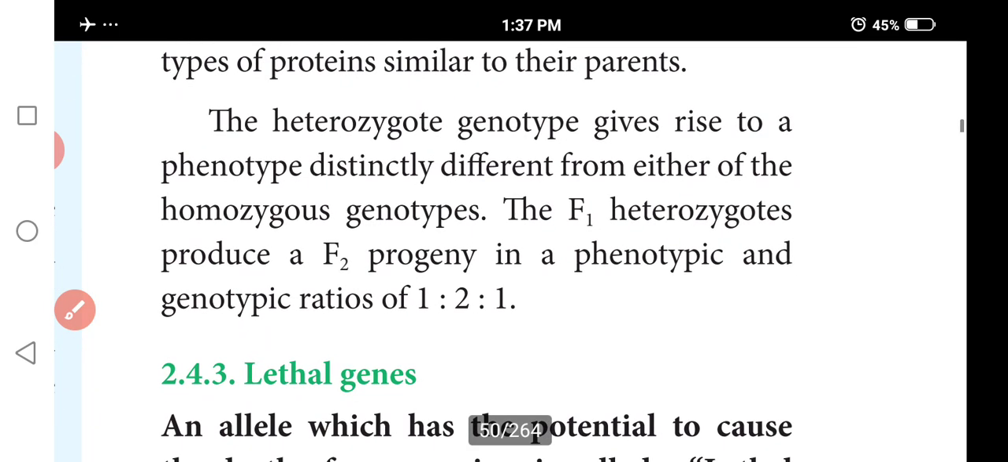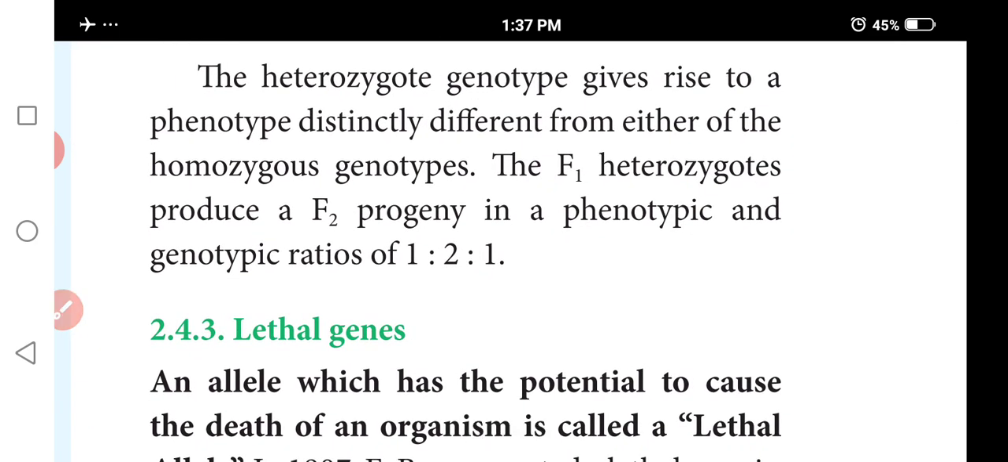Next, the heterozygous genotype gives rise to a phenotype distinctly different from either of the homozygous genotypes. In the earlier case, genotype and phenotype came out alike. But for the heterozygous parent, the genotype and phenotype are different from either of the homozygous genotypes. So codominance is the independent expression of two alleles of a trait when they are present together in an individual. The phenotype of the heterozygous individual is different from either homozygous. Example: the ABO blood group.